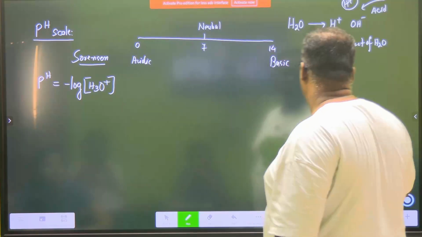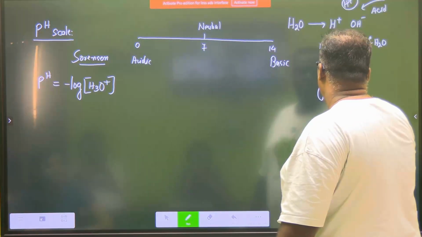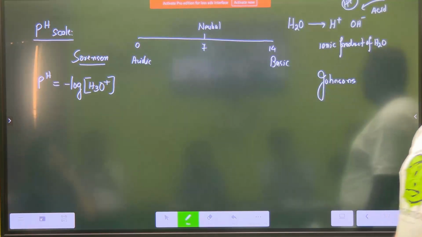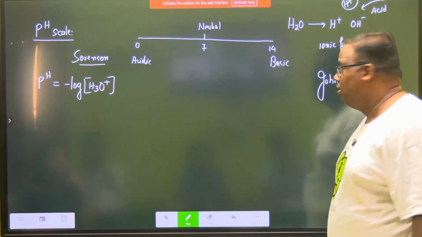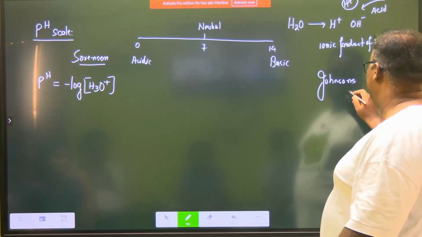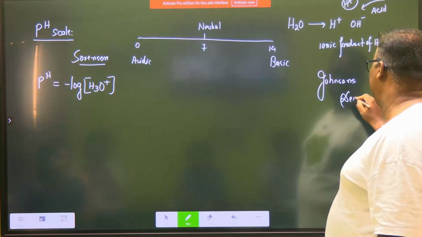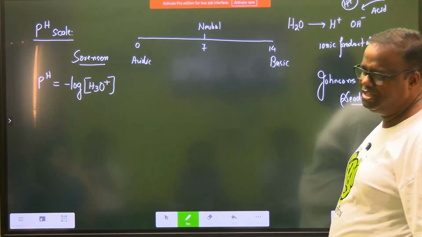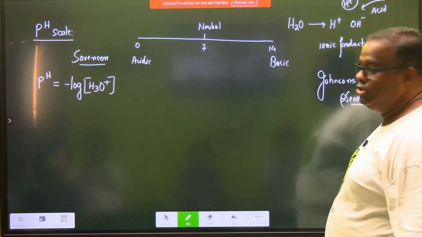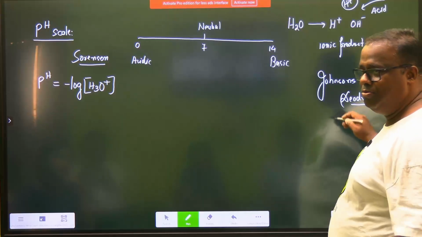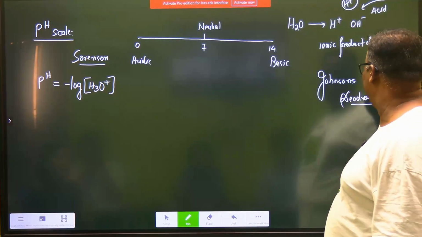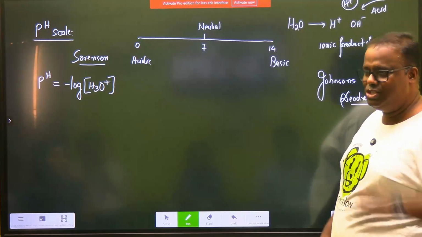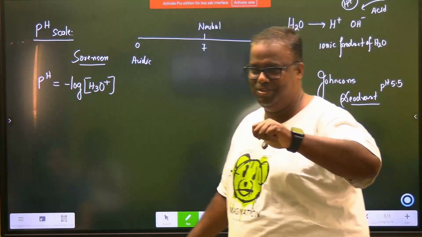Now see, beautiful thing. Have you heard about this brand, Johnson's? Makes so many baby products. Johnson's used to make a deodorant. Now I don't find it in the market. It is very much there in the US. So Johnson's deodorant, you know what the brand name was? The brand name of this deo was pH 5.5. It is sold as Johnson's pH 5.5.